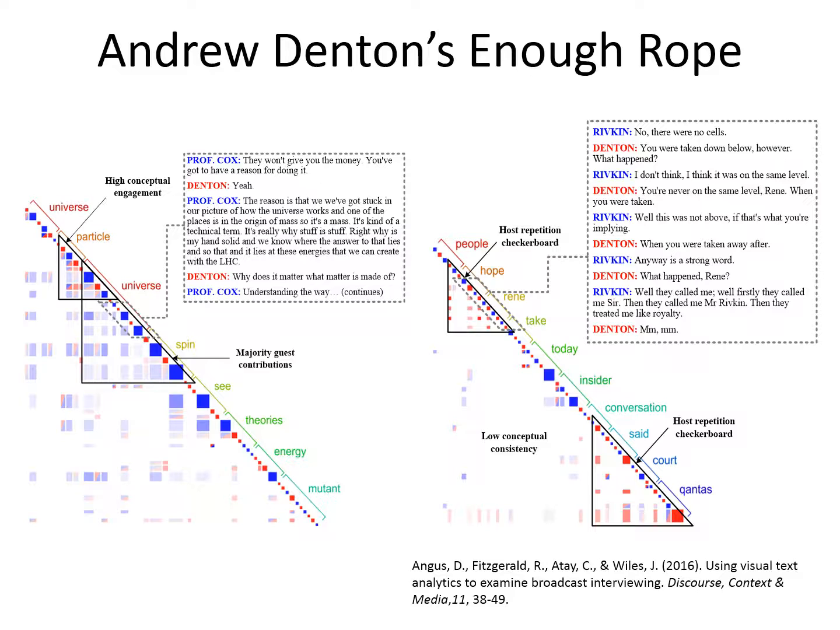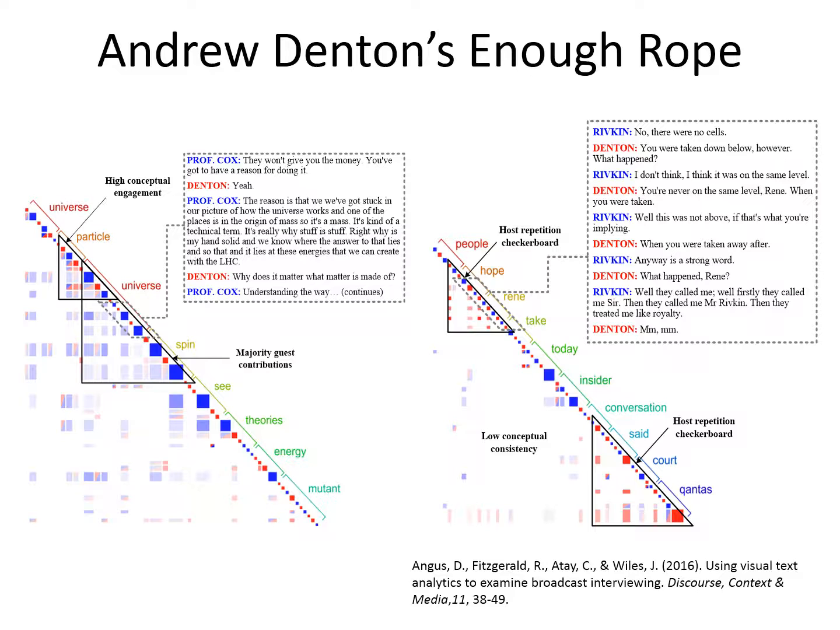Those squares are the turns in a conversation, and these are actually broadcast conversations on Andrew Denton's Enough Rope program. Andrew Denton is sitting down in this case on the left with Professor Brian Cox, who's a physicist and a popular scientist, and he's talking about all the mysteries of the universe within this particular interview. They're taking turns between each other to speak, and this is what the color represents. Red is for Andrew Denton, blue is for Professor Brian Cox. The size of the square is proportional to the size of the turn, the number of words within the turn. And it can also use real timing data if you have that available.